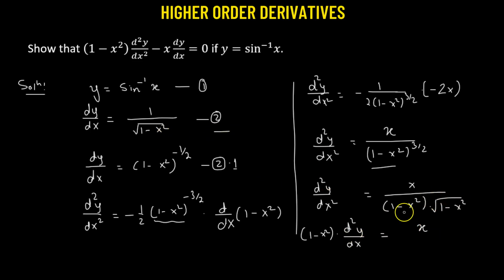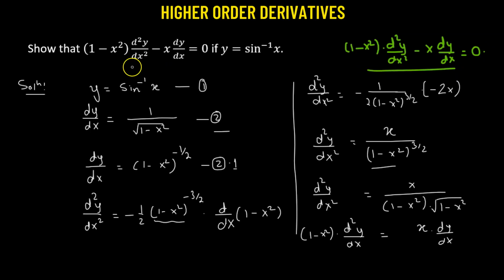So we can use equation number 2 and replace it with dy over dx. So when we arrange these two terms, that means we'll bring the term on the right hand side to the left hand side, and that is going to give us 1 minus x squared times the second derivative of y with respect to x minus x times the derivative of y with respect to x equals 0, and this was what we were asked to prove.